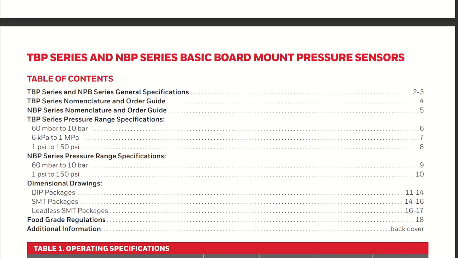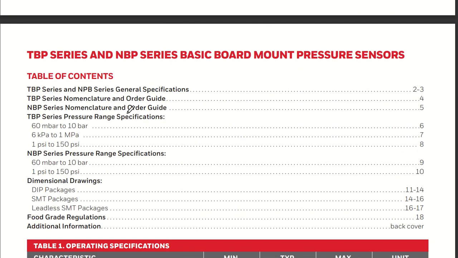Okay. Next, you have the table of contents. You can go very easily to the ordering guide, or the specifications, and the pressure range specification. We had talked about the PSI ranges only. Okay. Now, dimension drawings, you can go directly to the DIP package, SMT package, or leadless packages. Okay. So let me go directly to the DIP package or SMT package, that is page number 11.